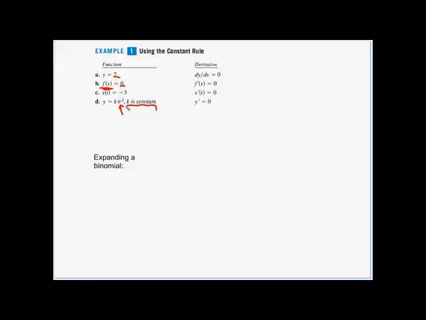We can take our calculator and punch in 3.14 and square it and get 9 point something. And then multiply that by some constant k. It's just going to be some number. So the derivative of that, y prime, is going to equal 0.